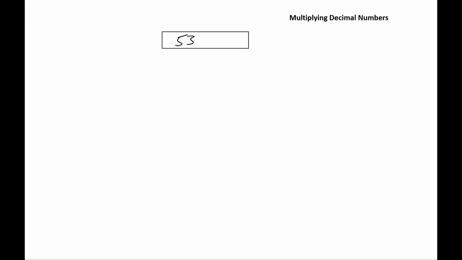53 times 3.6. And notice that we can rewrite 53 times 3.6. We can rewrite this expression to look like this: 53 times, and I'm just going to rewrite 3.6 as 36 times 0.1. So all we have to do to multiply 53 times 3.6 is just multiply 53 times 36 and then multiply our answer times 0.1, which just means moving the decimal point one place to the left.